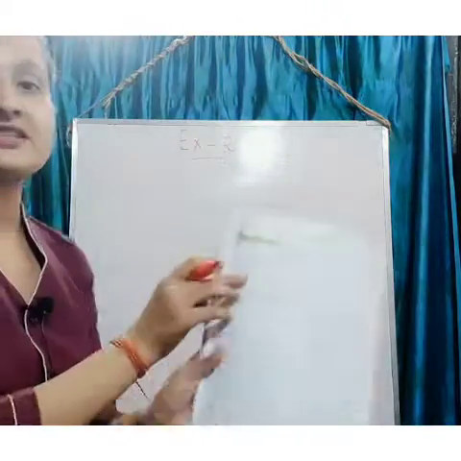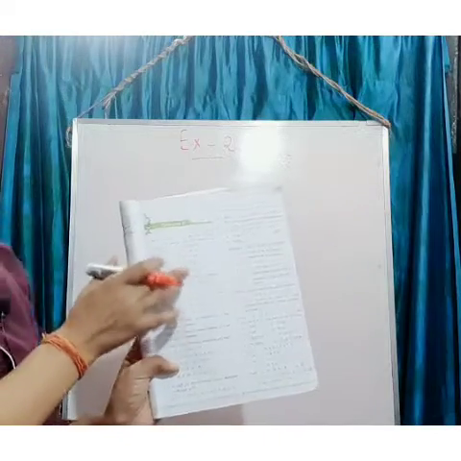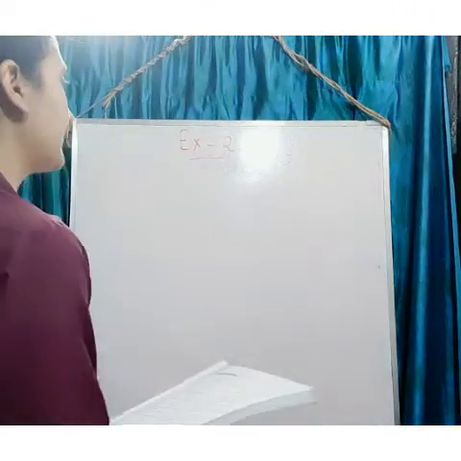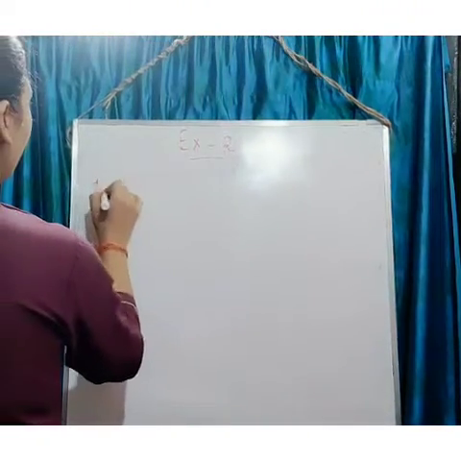The first question says that set A has elements 3, 6, 9, 12. B has elements 9, 12 and 15. C is 3, 6 and D is equal to 15 and 9. Which of the following statements are correct? Here are some statements given, and we have to tell which are correct and which are not correct. Let's start with question number 1.